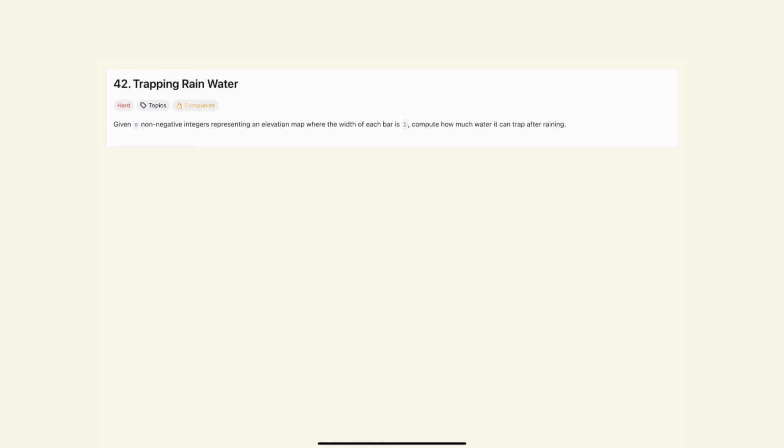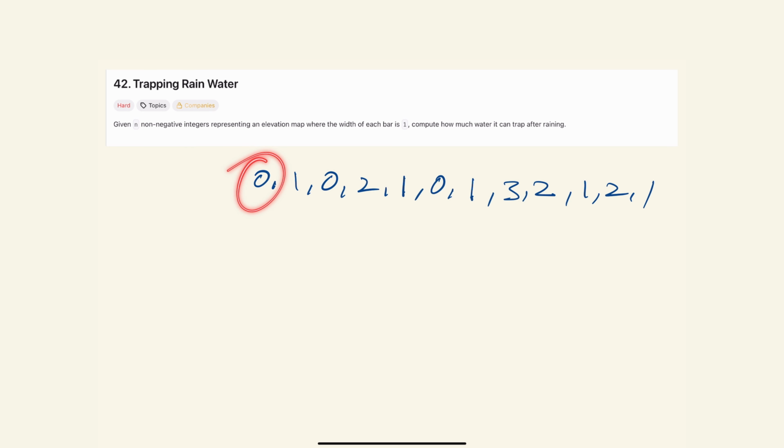Let's consider my data is 0, 1, 0, 2, 1, 0, 1, 3, 2, 1, 2, 1. This is the height of the wall and the width is fixed at 1 unit. So what it represents is, when I say 0, this is the height of the first wall, this is the second height, this is the third height. So let's draw the picture.